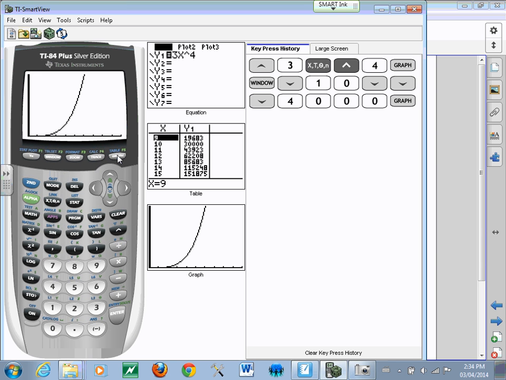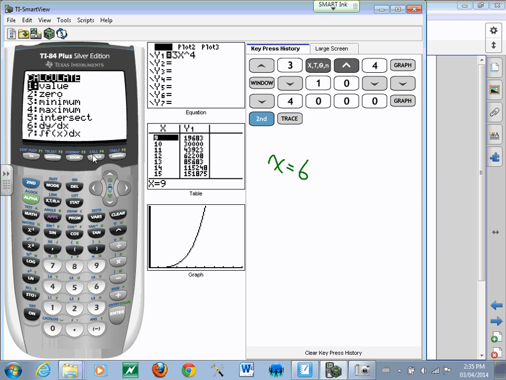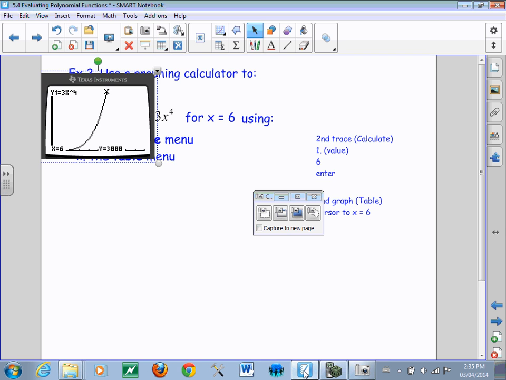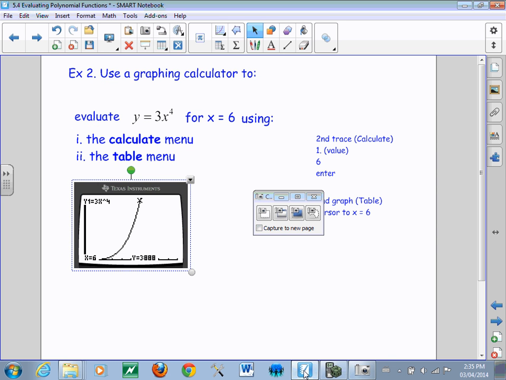Okay. So that's what we have, and then the question is x equals 6. So we're going to use the value menu in the calculate portion. So you go second trace, which is the calculate menu, hit value, hit enter, x equals 6, enter. It actually gives it to you, sometimes it'll say guess. And so we will copy that into our screen. And there you have your answer.